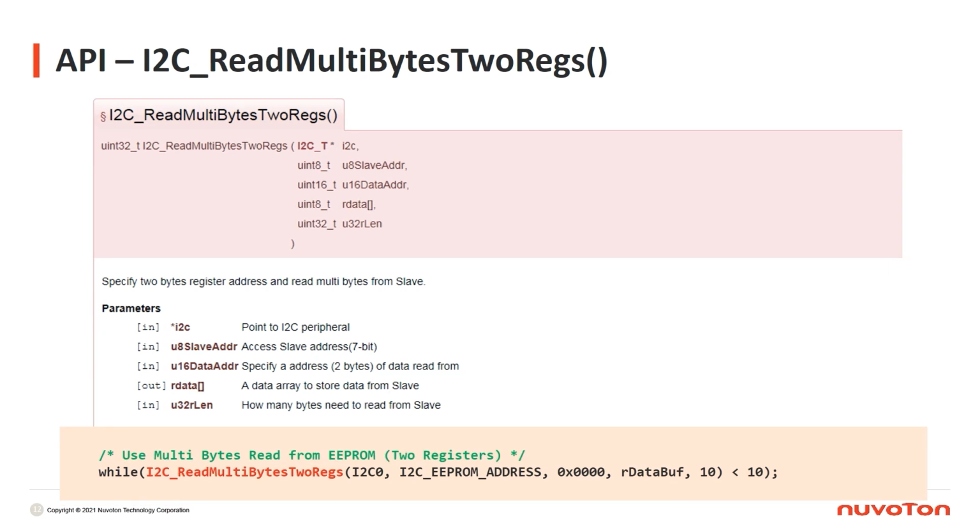Besides writing, we also have an API for reading data from EPROM. This API, I2C read MultiBytes to register, is used to read data from EPROM. The same as the writing API, you can specify slave address, data address, and data bytes to be read by this API. This API will automatically handle all the operations to read data from EPROM.